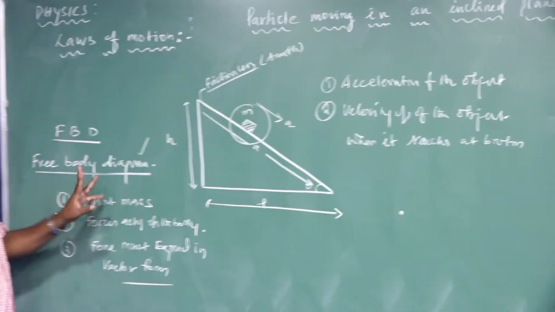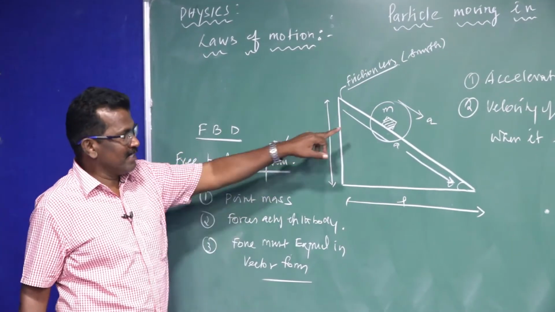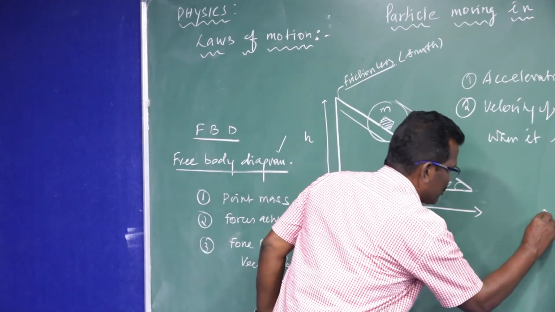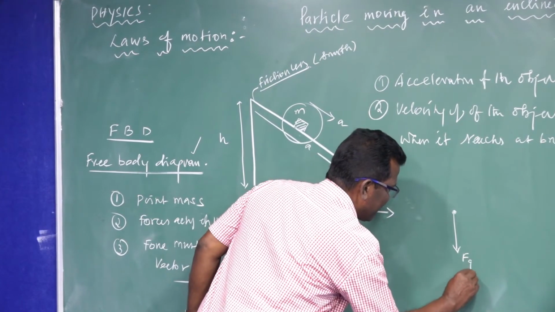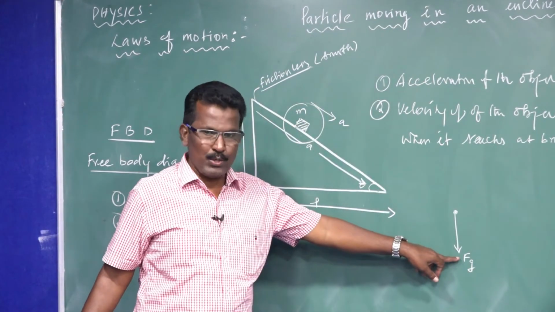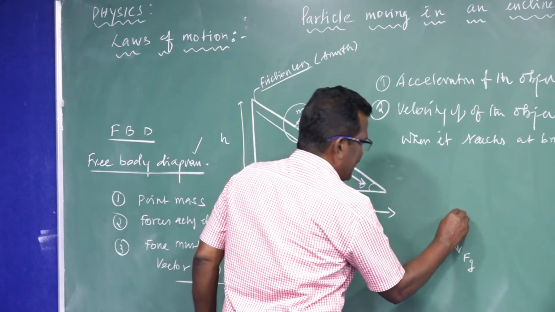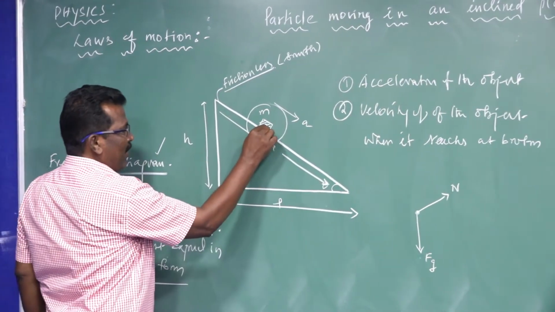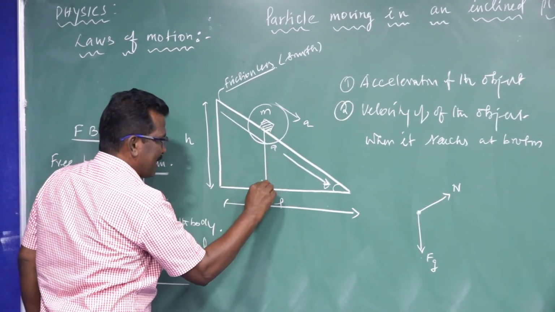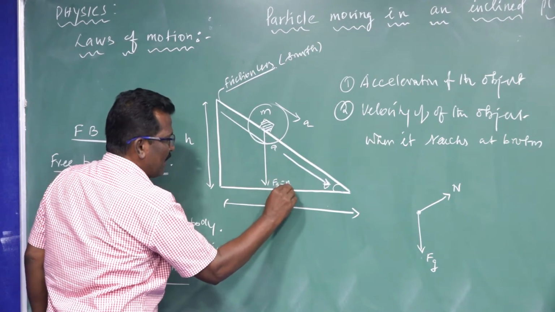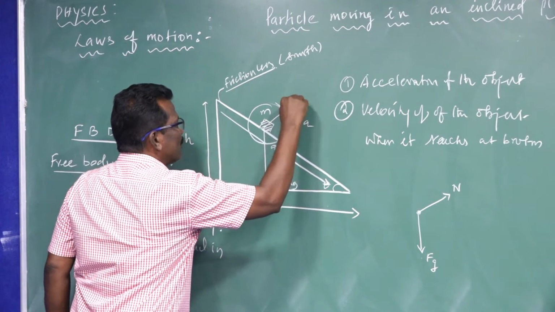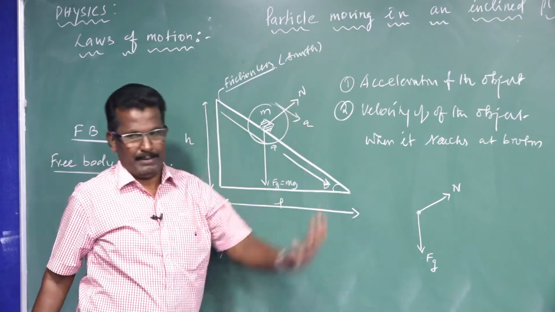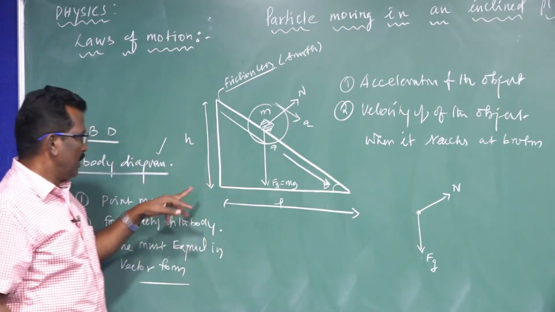How many forces are acting on the body? For this body, there are two forces acting. One is the gravitational force, F suffix G. Another one is the normal force acting from the surface. So the gravitational force is one of the forces, and the other is the normal force acting on the body. The body is considered a point mass, so two forces are acting. Here you must consider the two forces acting on the body.